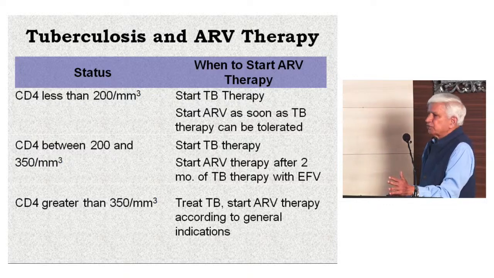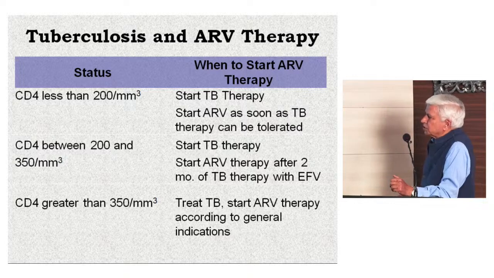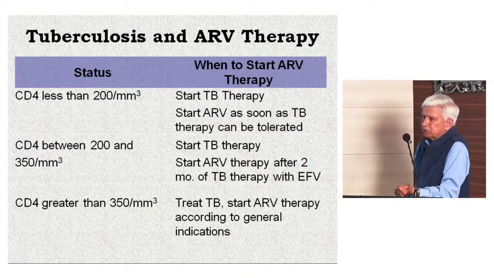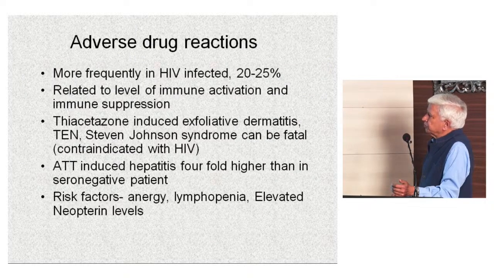But if the CD4 count is very low, then start the antiretroviral therapy as soon as TB therapy can be tolerated. So introduce it as early as possible. If the count is even less than that, 100, then you might start both the drugs together, you see. But otherwise, treat TB first and then introduce the antiretroviral therapy soon.